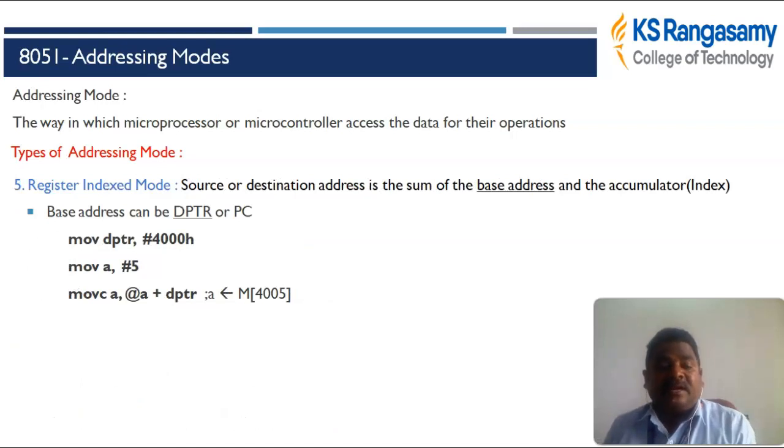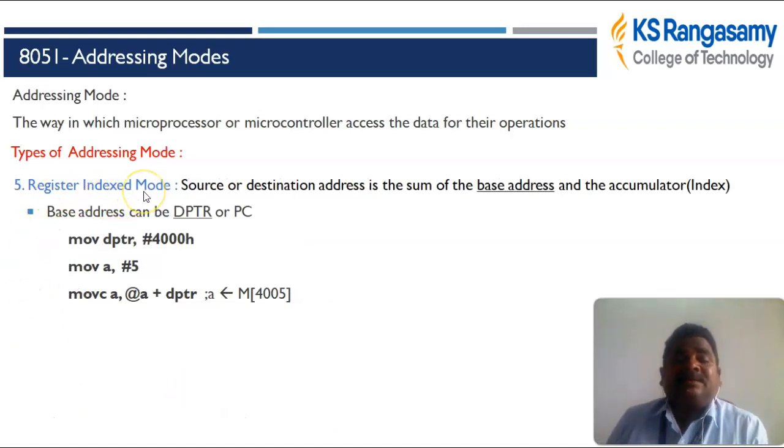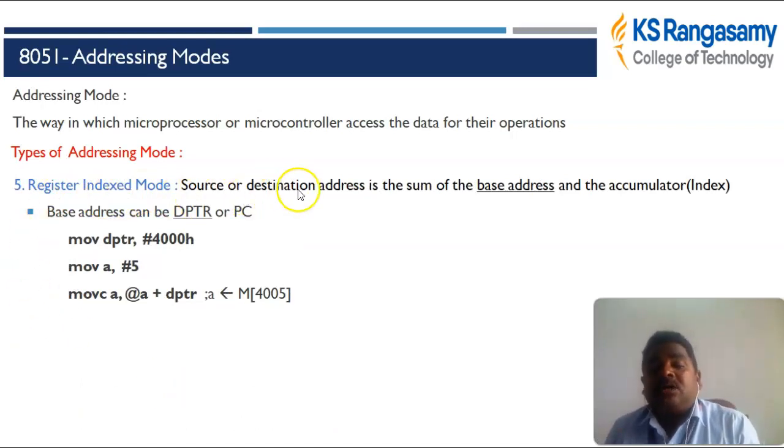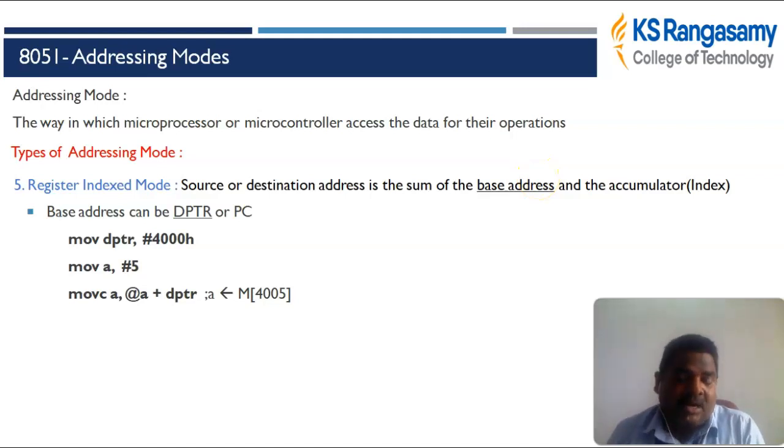Then the fifth category, register indexed mode. Here the source or destination address is the sum of the base address and the accumulator index. Right? So by the combination of base address and index address, they form one more address. At that address, the data to be operated on is available. This is called register indexed addressing mode.